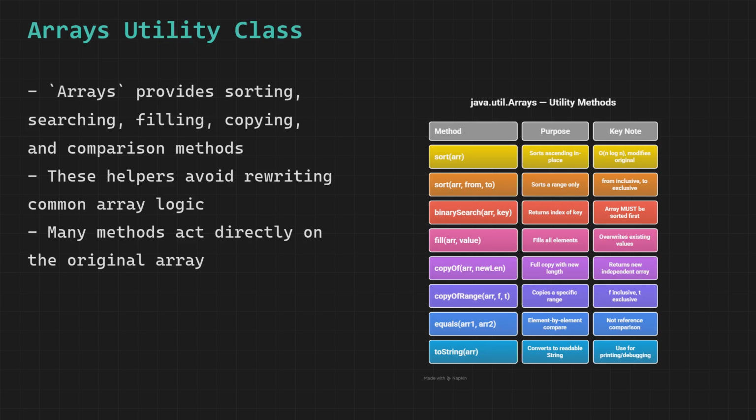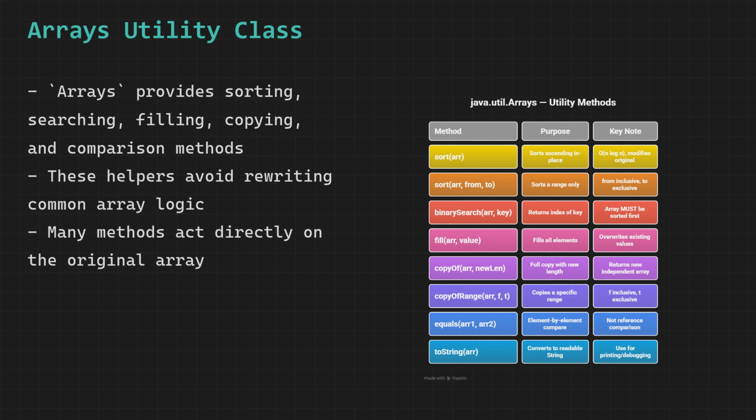The Arrays class in java.util is a complete toolkit of pre-built operations for arrays. Without it, you would have to manually write sorting algorithms, search loops, and comparison logic from scratch every single time. It contains only static methods. You never create an Arrays object. You just call Arrays.methodName directly from anywhere after importing java.util.Arrays. Looking at the diagram table, all major methods are shown with their purpose.